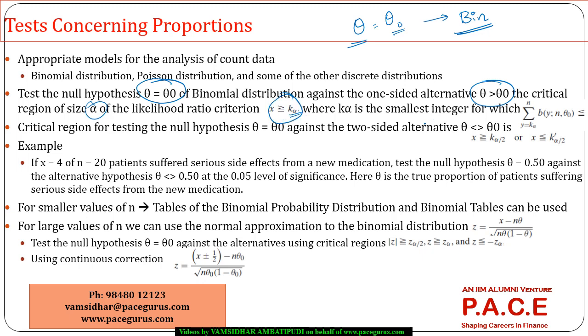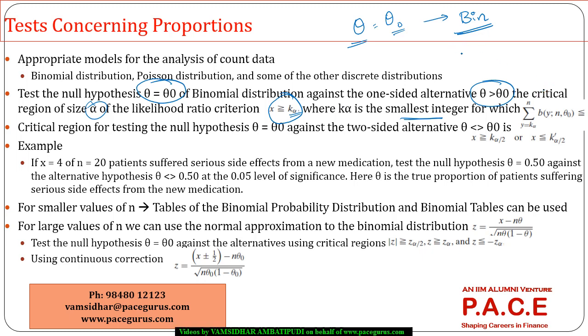K alpha is the smallest integer for which the summation of all the binomially distributed probabilities is less than or equal to that particular value, so less than or equal to alpha. I am looking at that particular summation.